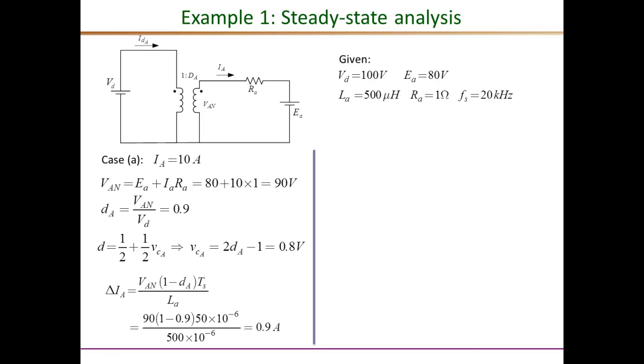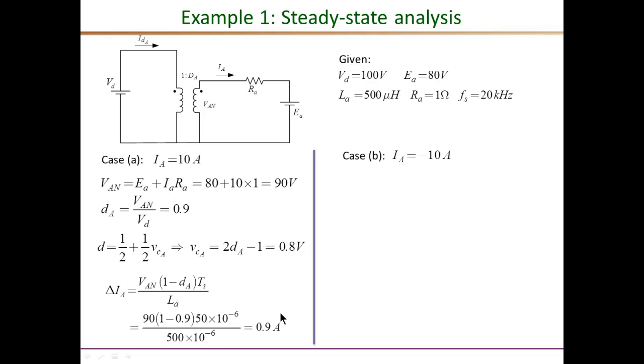Finally, the peak-to-peak ripple delta IA, as per our derivation, is VAN times (1 minus D) Ts over L. VAN for this case is 90 volts, D is 0.9, and Ts is 1 over the frequency; 1 over 20 kilohertz is 50 microseconds, and L is given as 500 microhenry. So the peak-to-peak ripple is 0.9 amperes.